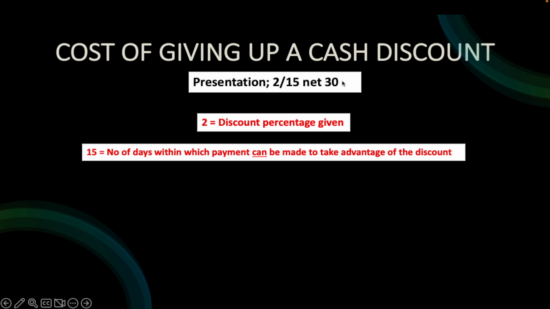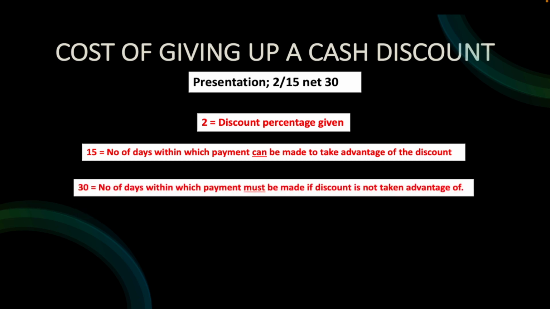And then net 30, what does that mean? Well, net 30 here means the number of days you have to settle the account anyway. So even if you do not take advantage of the discount by paying by the 15th day, you have 30 days to pay off the account regardless. All right, so it is the number of days within which payment must be made if the discount is not taken advantage of.